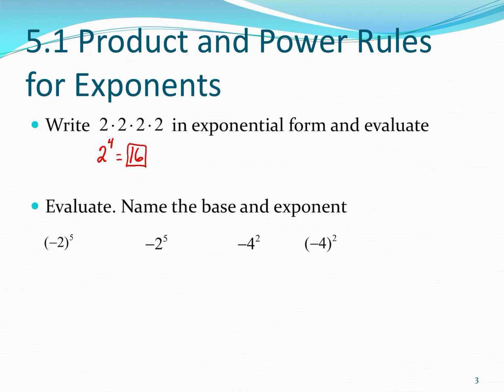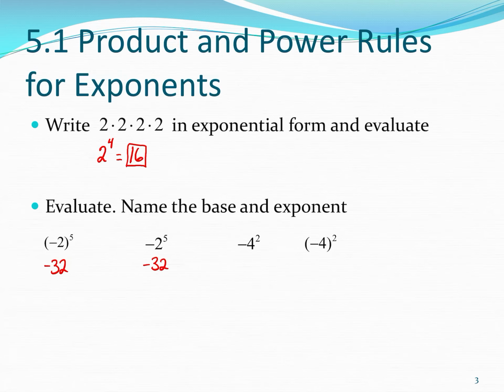Now, I want you to look at these next 4 problems. We're going to evaluate each of these. And we're going to talk about base and exponent. And then I'm going to go back and explain with all of them together why the answer is what it is. Okay? First one, we have negative 2 to the 5th power. And if you don't know, if you multiply that out, you get negative 32. Again, we're going to evaluate all these. We'll come back and talk about base and exponent in just a minute.